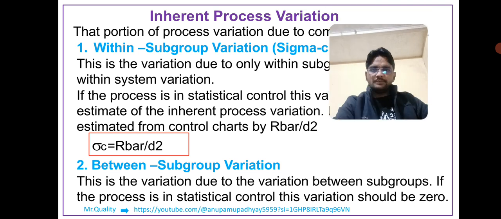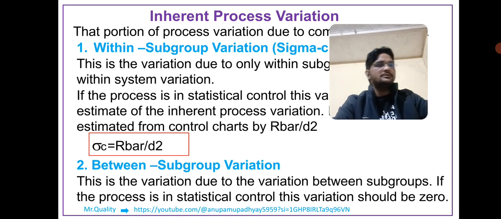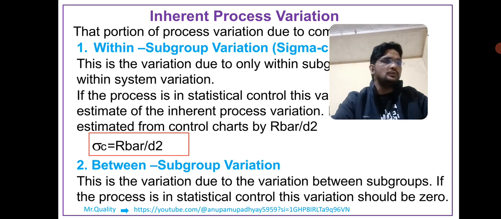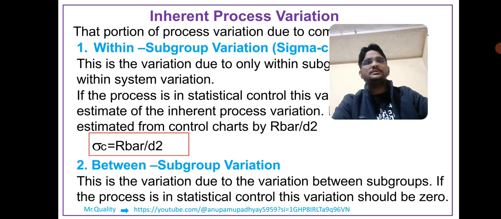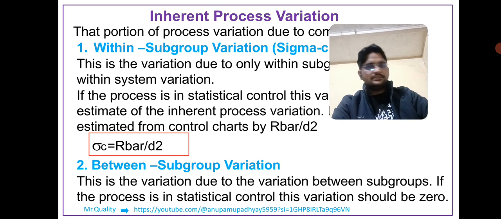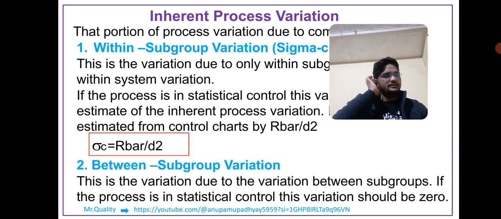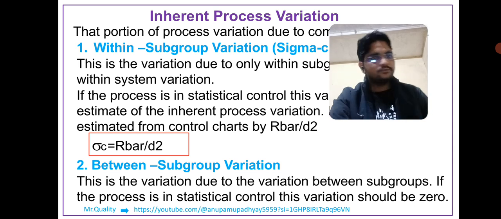Between subgroup variation means the variation between subgroup 1 and subgroup 2, between K1 and K2, K3 and K4, is known as between subgroup variation. This variation is due to the variation between subgroups. If the process is in statistical control, this variation should be near 0.